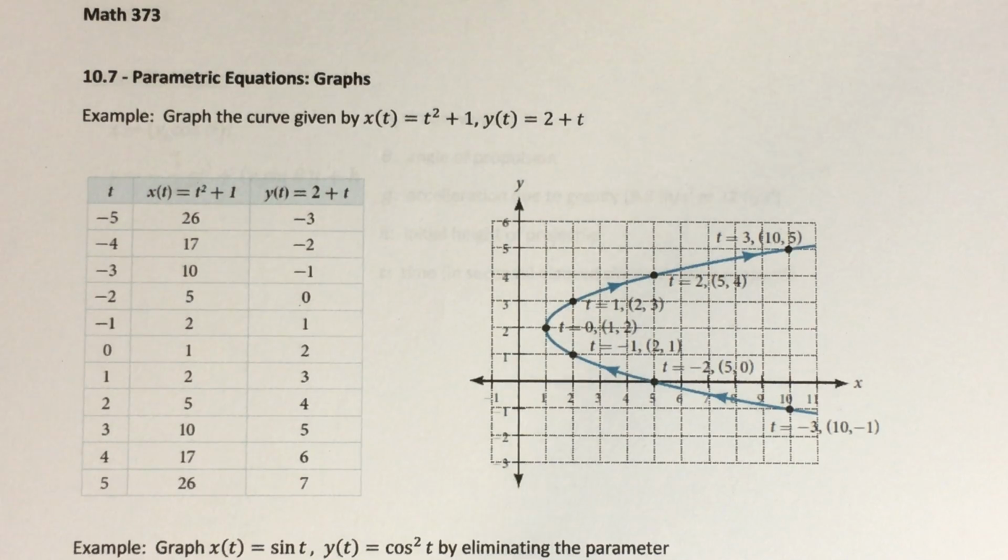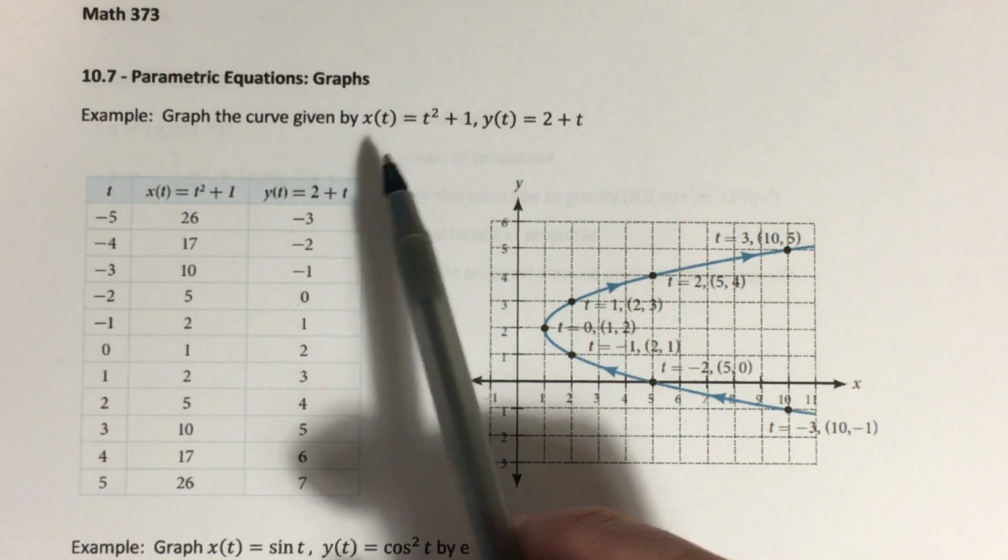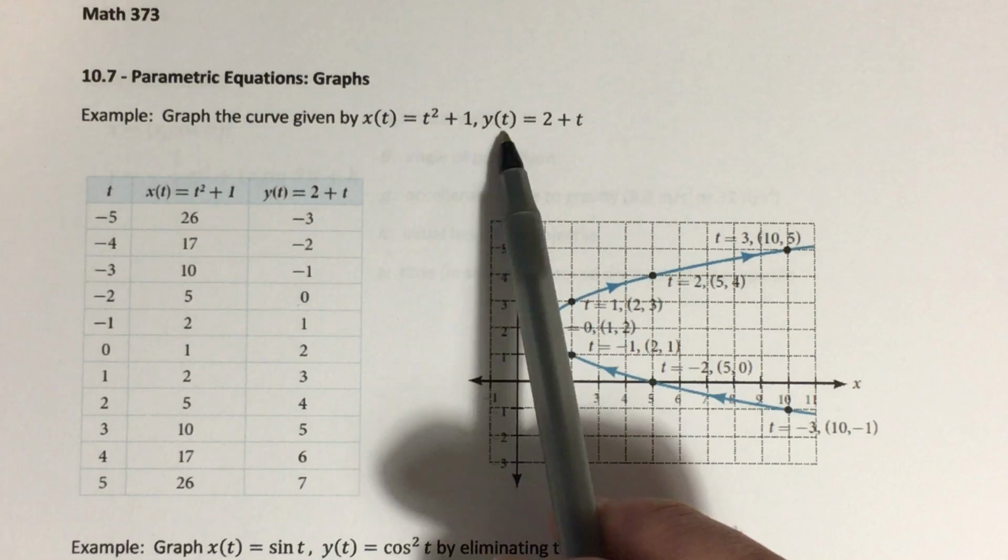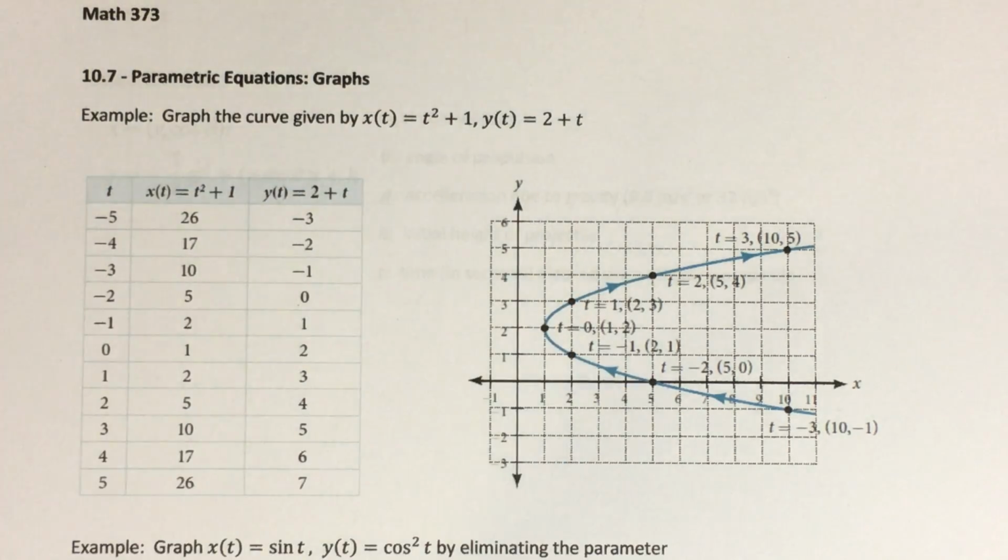in 10.7, and like I said, this is a relatively short section because it's just completing the work that we did in 10.6. So anyways, what we want to do first is graph a curve that's given by these parametric equations: x of t equals t squared plus 1, y of t equals 2 plus t.